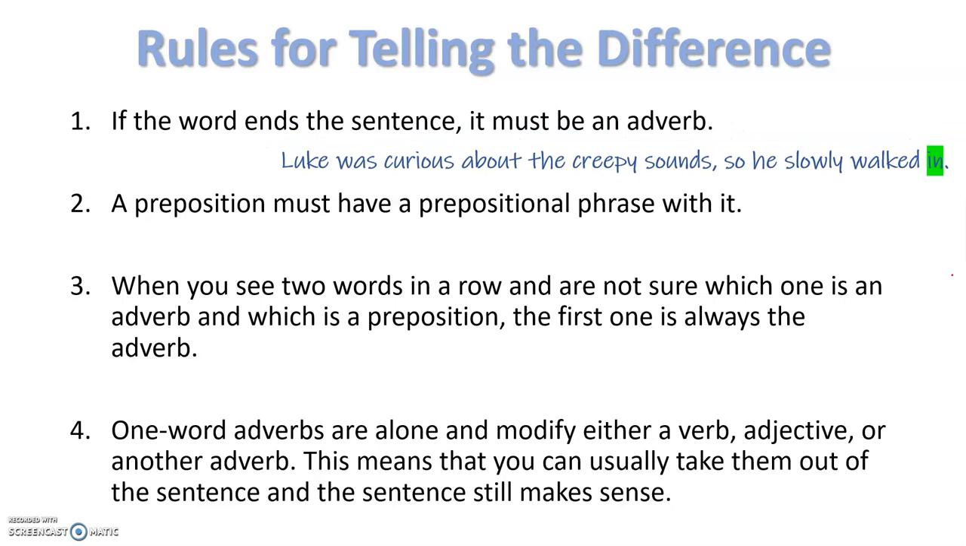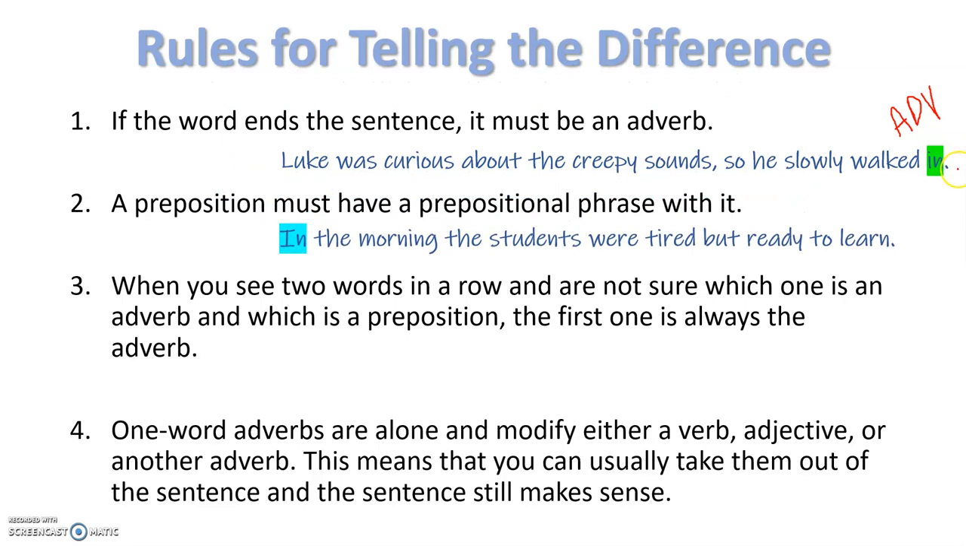So, if the word ends the sentence, it must be an adverb. Luke was curious about the creepy sounds, so he slowly walked in. Notice that in here, in green, is an adverb. We know it's an adverb because it ends the sentence. We could say, so he slowly walked, and take it out, which is another way we can tell it's an adverb. We wouldn't know where he walked. Remember, adverbs can tell where, but it would still be grammatically correct.